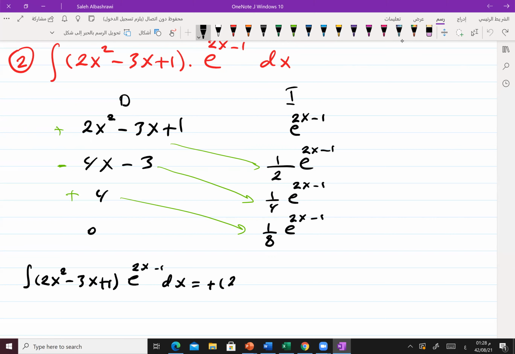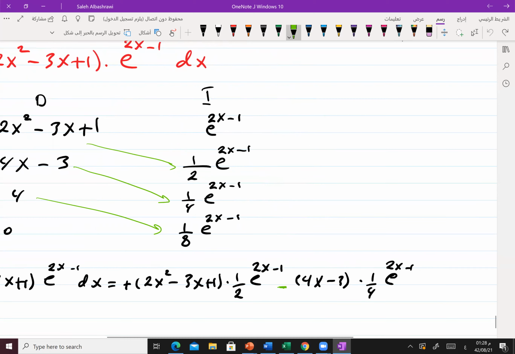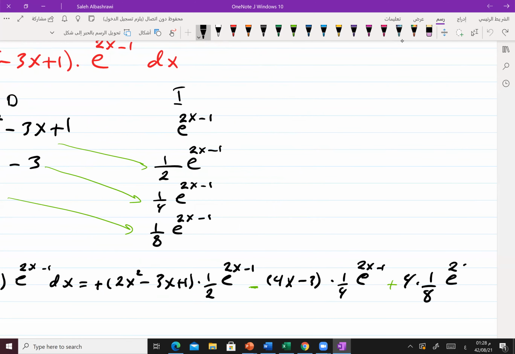plus 2x squared minus 3x plus 1 multiplied by 1 half e to power 2x minus 1. This is the first one. Second one is minus, and the derivative is 4x minus 3 multiplied by 1 over 4 e to power 2x minus 1. Third one will be plus 4 multiplied by 1 over 8 e to power 2x minus 1 plus constant c, because this is indefinite.